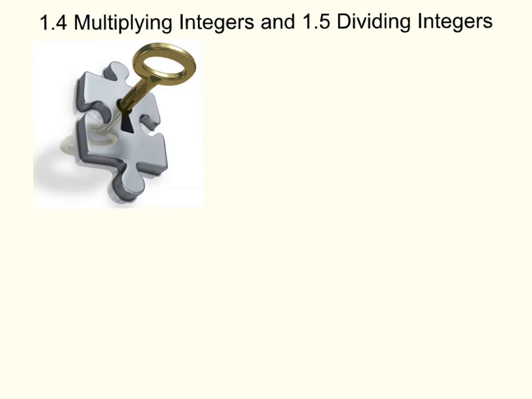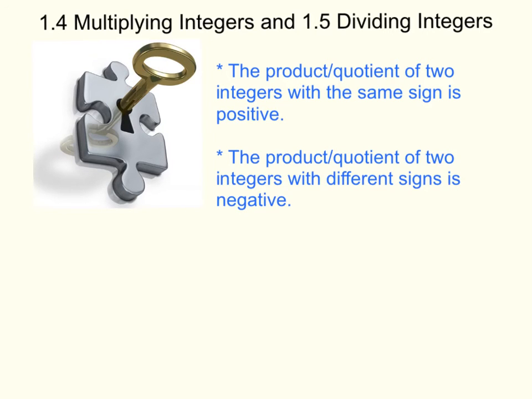In sections 1.4 and 1.5, you're going to be multiplying and dividing integers. So let's go over those key ideas. The product or quotient, remember product is the answer to a multiplication problem, and the quotient is the answer to a division problem. The product or quotient of two integers with the same sign is positive, and the product or quotient of two integers with different signs is negative.